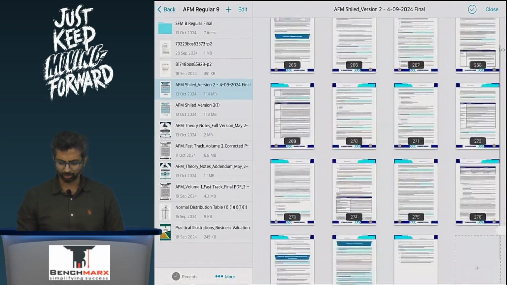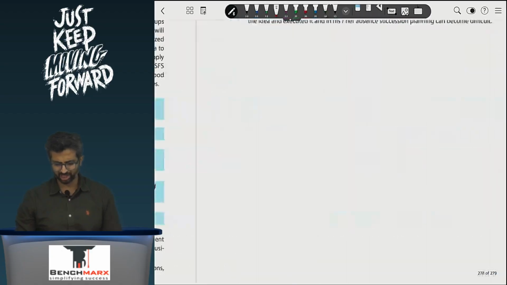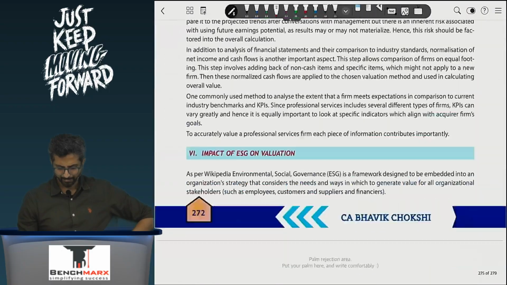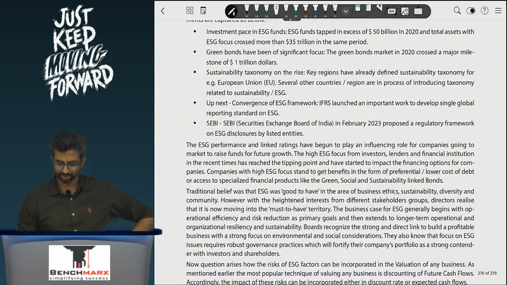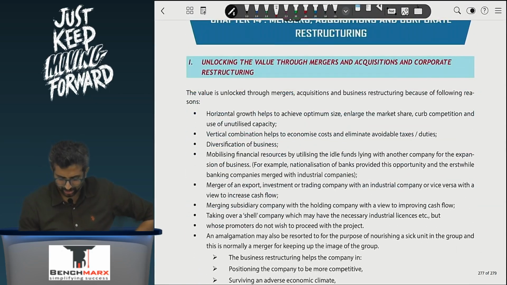Startup finance we have already done. You will go at the end for mergers and acquisitions. Third last page or something. Second or third last page. No, is there something? There is no mergers at the back. 270. Yes. Unlocking the value through mergers and acquisitions and corporate restructuring.